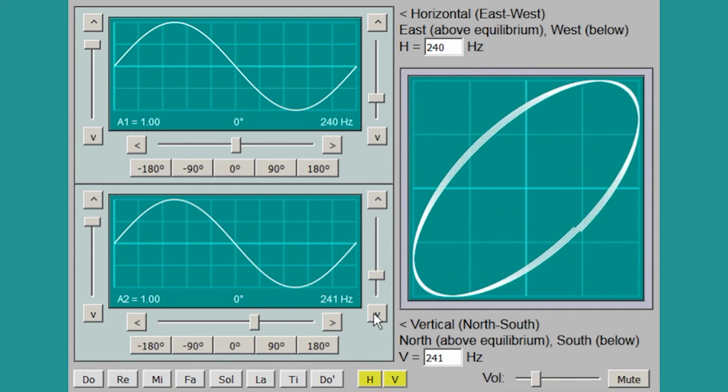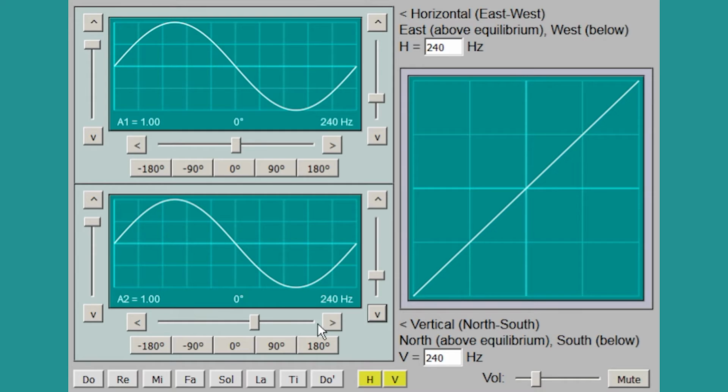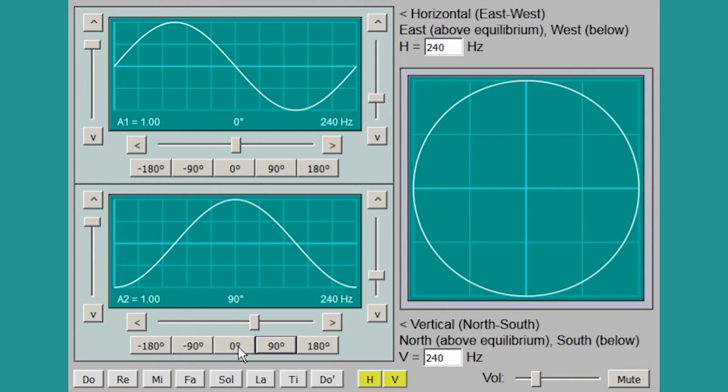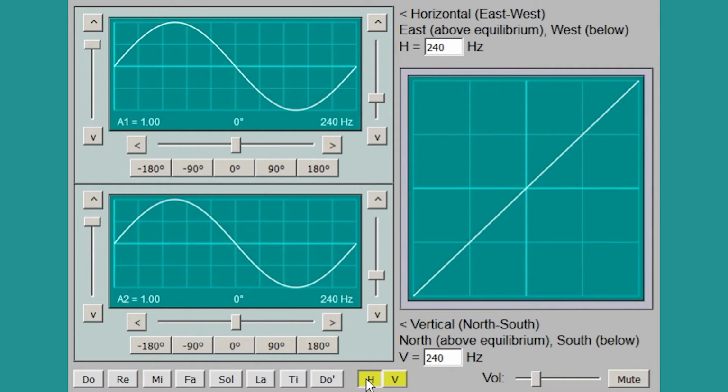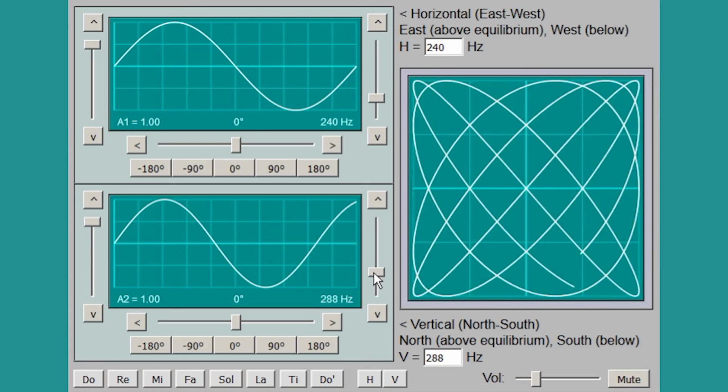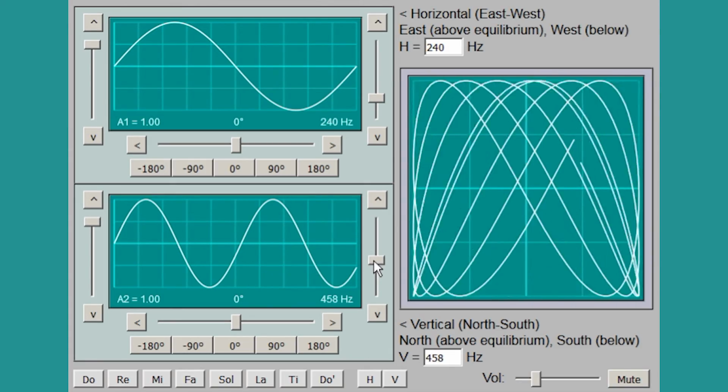The unison, this is our do. Note that the 90-degree phase shift, quarter wavelength, gives us a circle. Our patterns are curved since we are using sine waves instead of triangle waves.